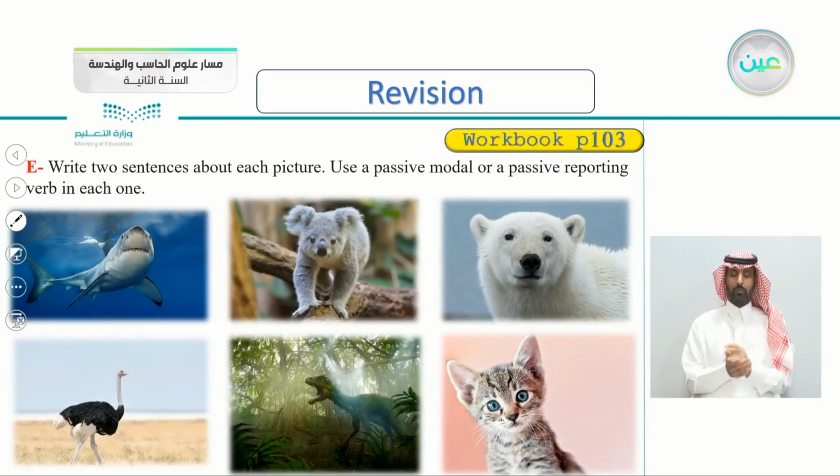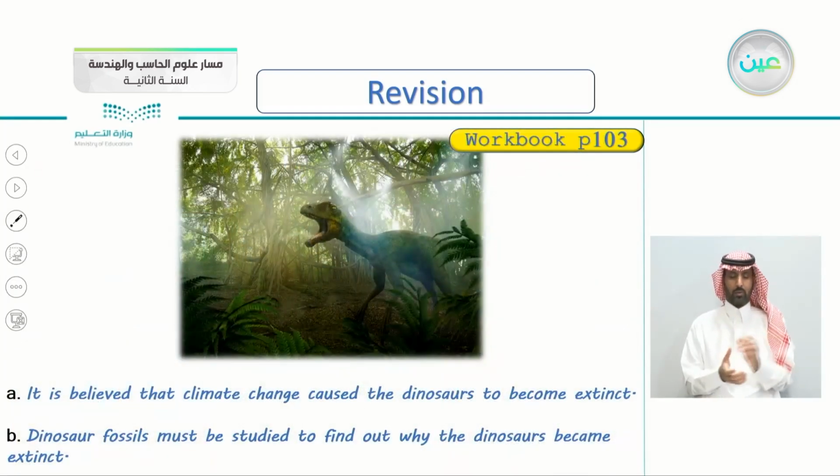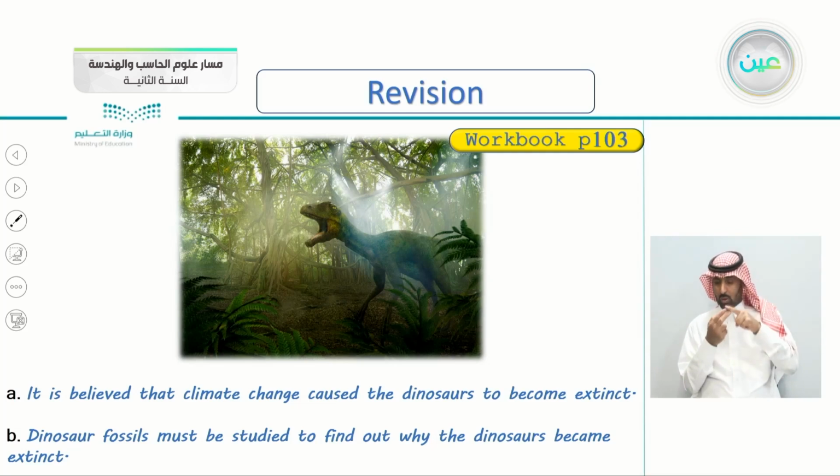Exercise E here. Write 2 sentences about each picture. Use passive modal or passive reporting verb in each one. And the first one is already done for you, the picture of the dinosaur. It is believed that climate change caused the dinosaurs to become extinct. The second one, dinosaur fossils must be studied to find out why the dinosaurs became extinct.